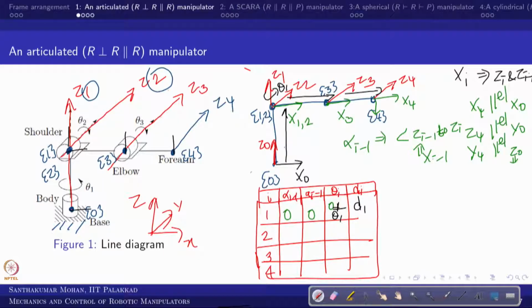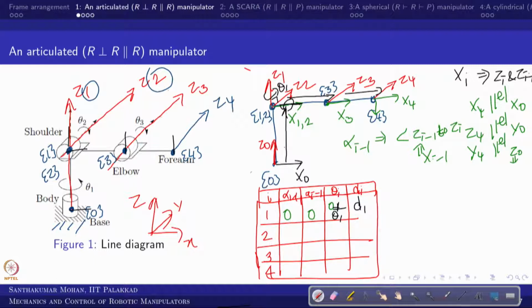So what is next? Alpha 1 we need to find out, in the sense alpha 2 minus 1. It is the angle between z1 and z2. Theoretically it is 90 degrees, but in what direction? You can fix x2 here, okay. When you fix x2 here, what is the direction? It comes this way, right?